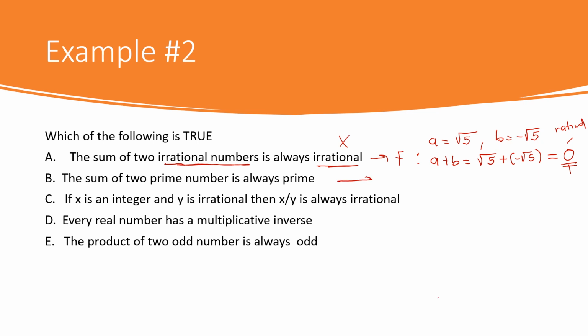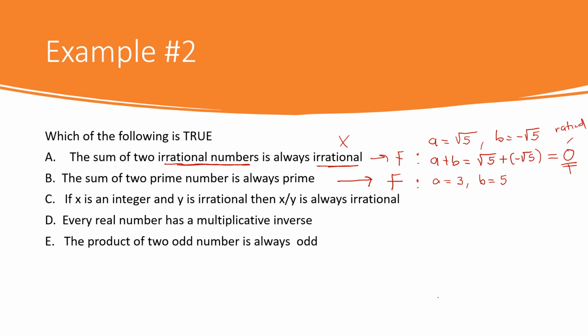Now, what about this one? The sum of two prime numbers is always a prime number. If you look here, you will see that this is also false. Why is it false? For example, if you take A to be 3 and take B to be 5, both of them are prime numbers. But what is the sum?